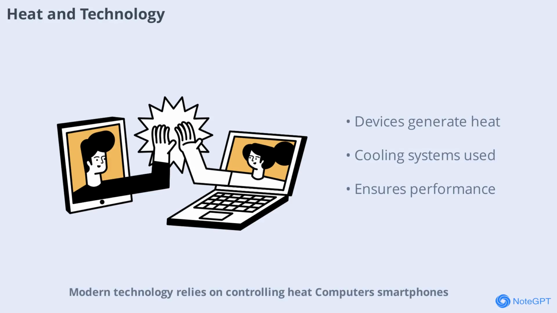Modern technology relies on controlling heat. Computers, smartphones, and other devices generate heat during operation. Cooling systems like fans and heat sinks are used to prevent overheating and ensure reliable performance. Managing heat is a key challenge in electronics design.